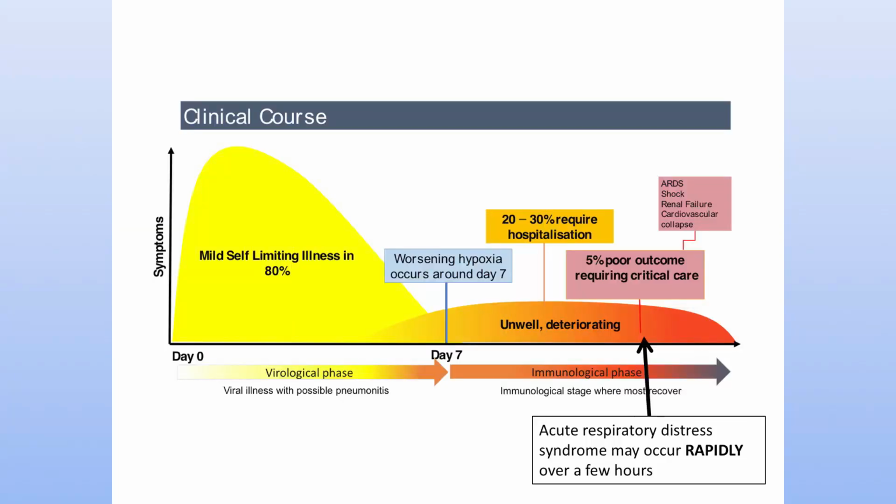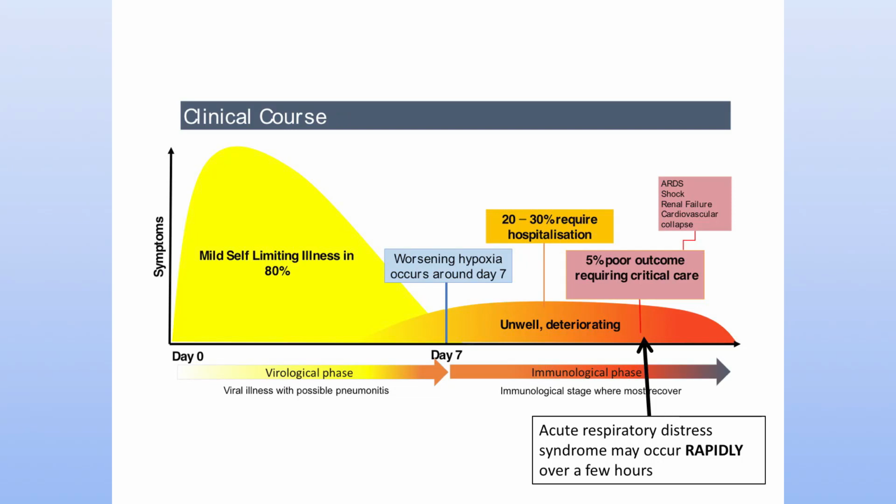And I'm just showing this in the next slide here, where the majority of people will be in this sort of big yellow area. They'll have a self-limiting illness, a sort of flu-like illness that we've just described, that occurs for about 7 days. The vast majority of people will be getting better by that point, but in a smaller proportion of people, then they will develop a worsening hypoxia. They'll develop bilateral pneumonia typically at that point. And these are the patients that we're likely to see coming into hospital.